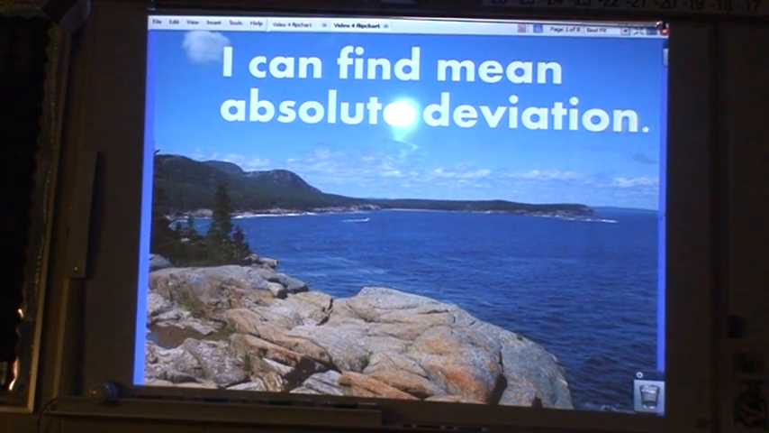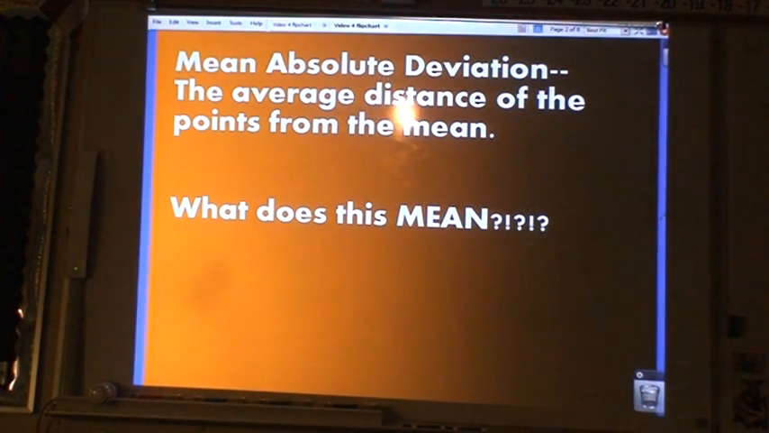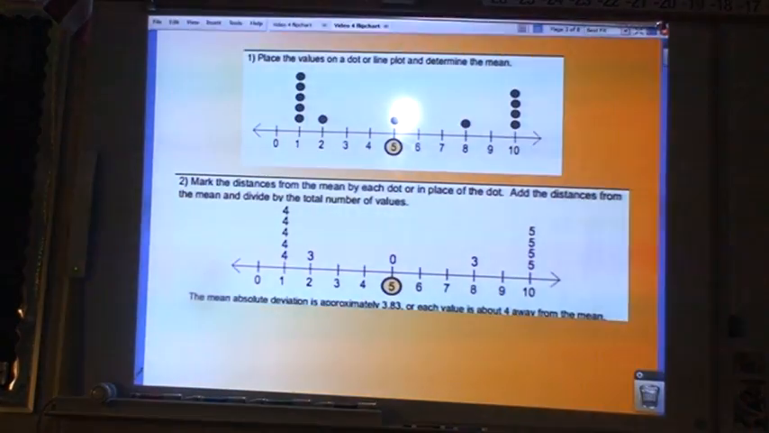I can find mean absolute deviation. Mean absolute deviation is the average distance of the points from the mean. But what does this mean? Here's a picture of what it means.